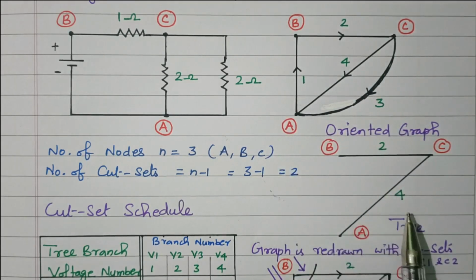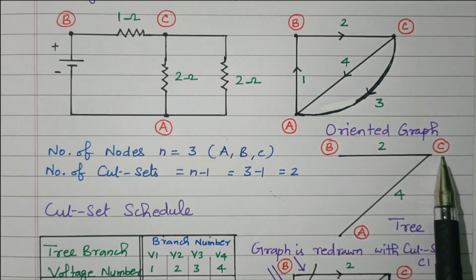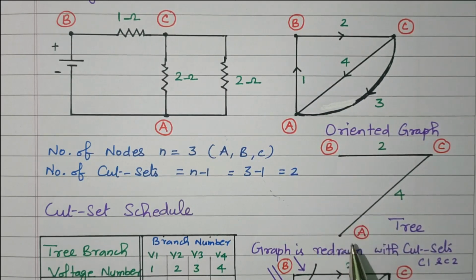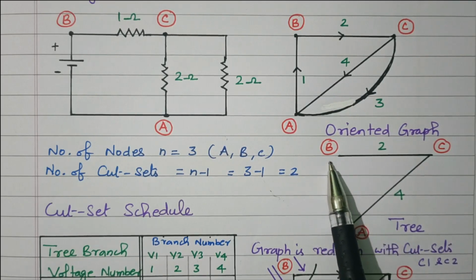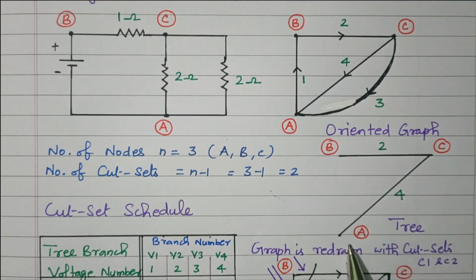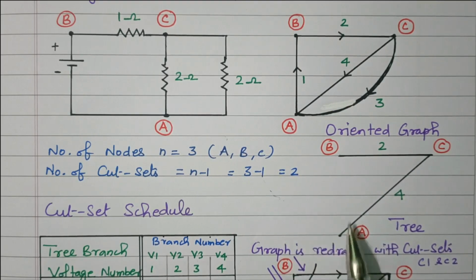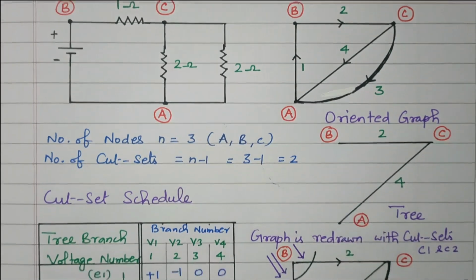So that 1 and 3 will form the 2 cut sets. At node C, all are connected. At node B, 1 is not connected. At node A, 3 is not connected. So node B will form one cut set and node A will form another cut set. So there are 2 cut sets available, given at node A and node B. Now we'll see the cut set.